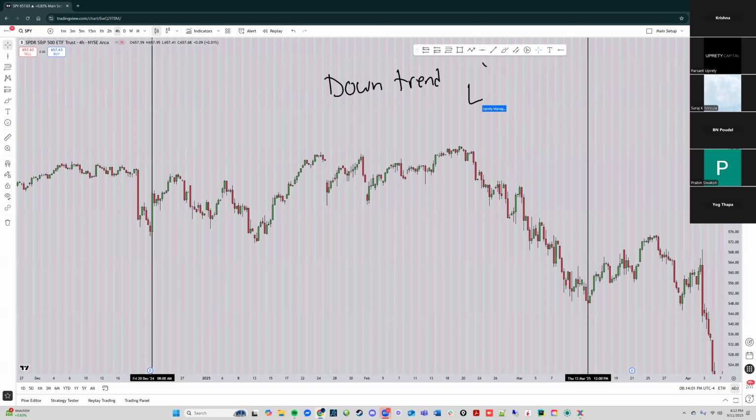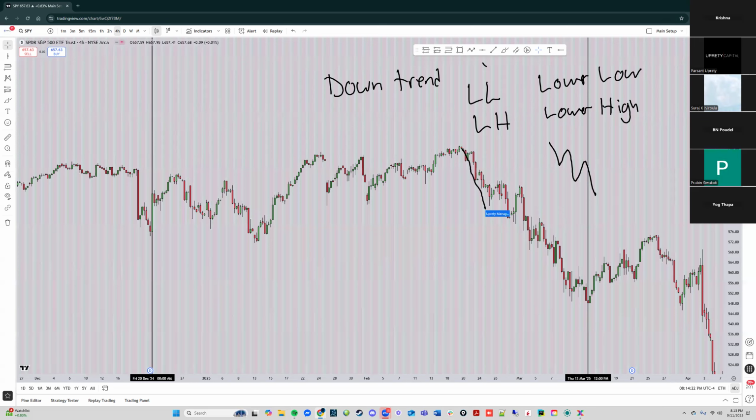The way that we find a downtrend is lower lows and lower highs. Lower low, lower high. On a perfect chart this would look like boom, boom, boom. But in trading, it goes back up, comes back down, goes back up, comes back down, goes back up, comes back down. It's not so clean.